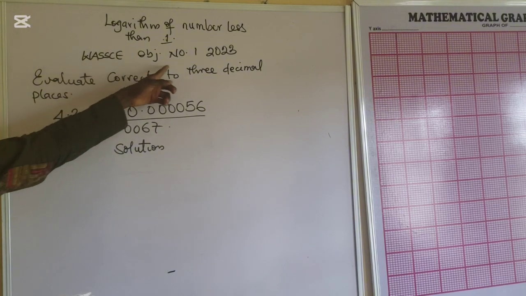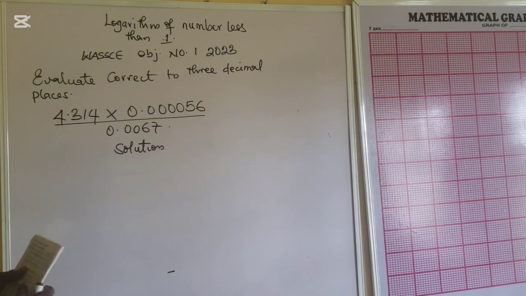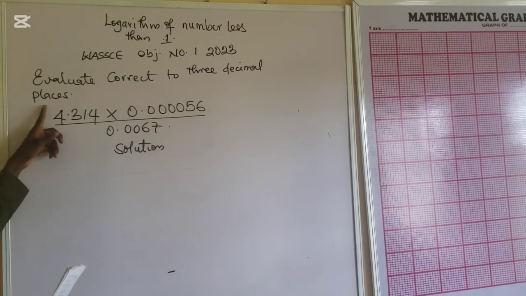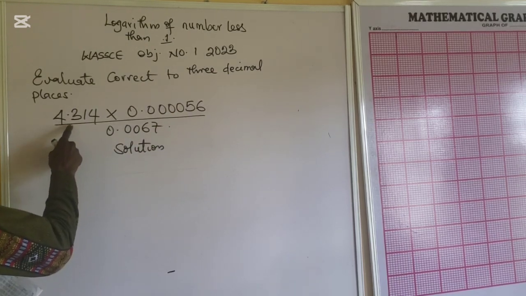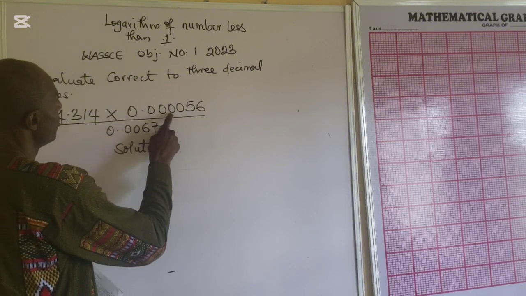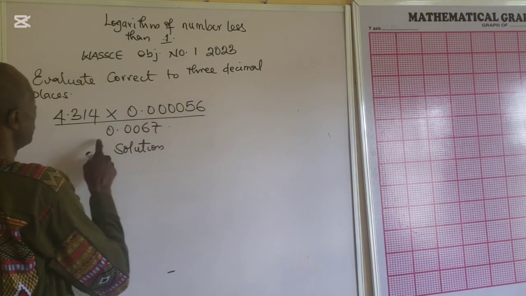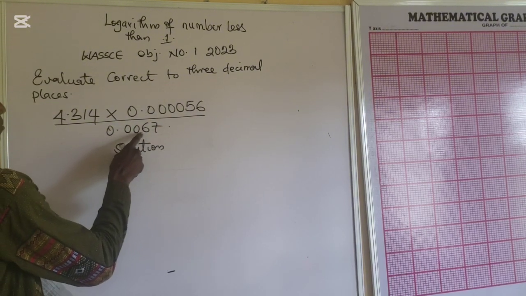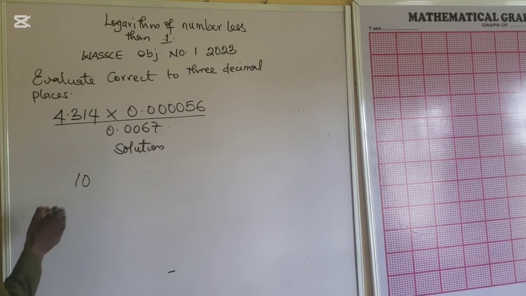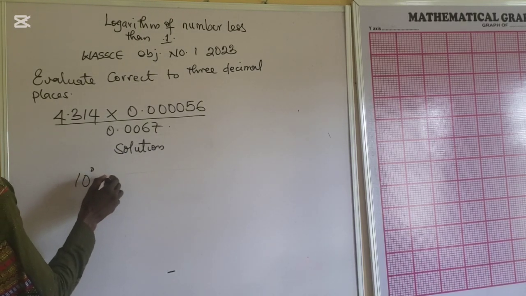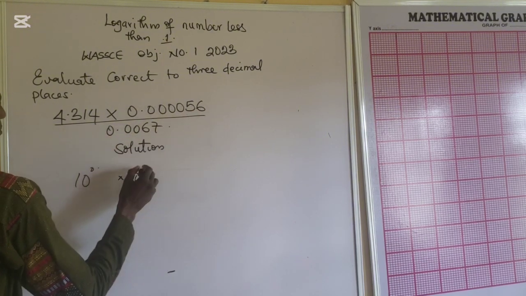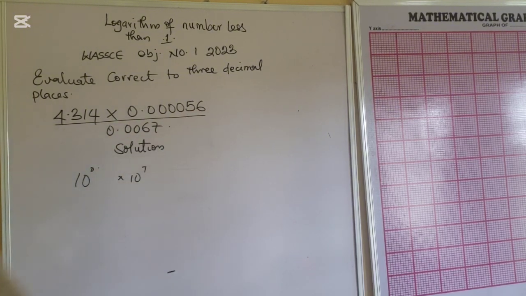It's a WASSCE objective question number 1, 2023. Evaluate, correct to 3 decimal places, 4.314 times 0.000056 divided by 0.0067. You can use powers, say 10 raised to power 0, then find the number times 10 raised to power 1. You can use this method to solve it.